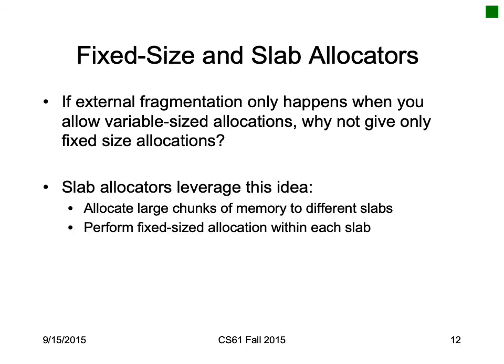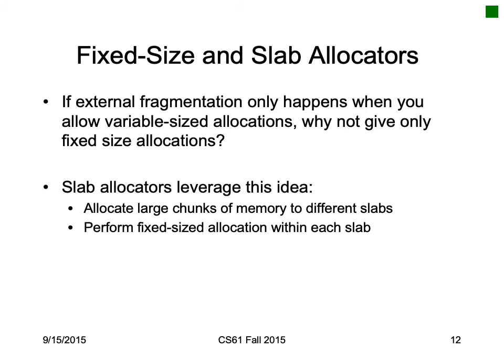So it turns out there's a whole class of allocators called fixed size allocators and slab allocators. And they take exactly this approach, which is if external fragmentation only happens with variable size, let's try to get rid of it. So there's a couple of different ways to think about this. One way is at the application level. You can sort of do your own allocation. You could allocate a big chunk of memory, and then you could allocate widgets inside that, all widgets being the same size. And now you have a fixed size allocator.